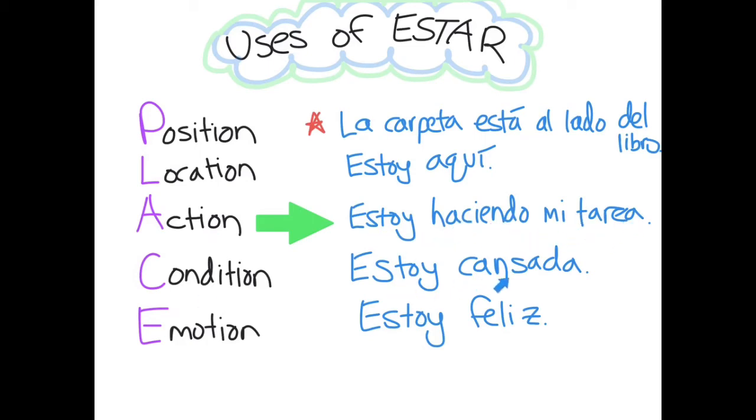Condition. Estoy cansada. I'm tired. So this could be physical or mental. It can also apply to objects, not just people. So like a door being opened or closed would be a condition of a door. And emotion. Estoy feliz. I'm happy. In today's video with prepositions, we're specifically working with position from this list of uses of estar.